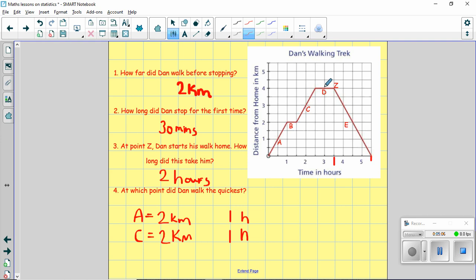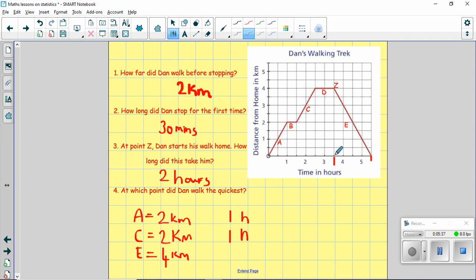D, again, a little rest. And then E, so he travelled, put E. So he travelled 4 kilometres away from his home all the way back to his house. So he travelled 4 kilometres there, didn't it? 4 kilometres away from home back. So he travelled 4 kilometres, and that was in how long was that?